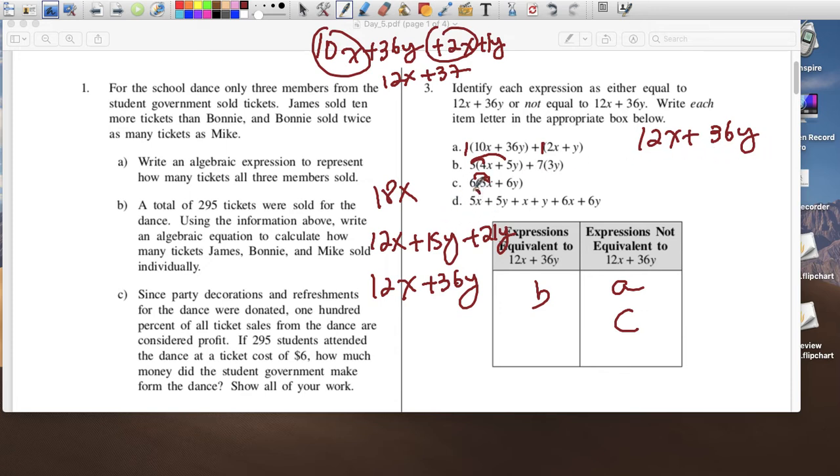And D, 5x plus x is 6x. 6x plus 6x is 12x. 5y plus 6 plus y equals 6y, and 6y plus 6y is 12y. And that also is not equal. So A, C, D are not equivalent, but B is. Okay.